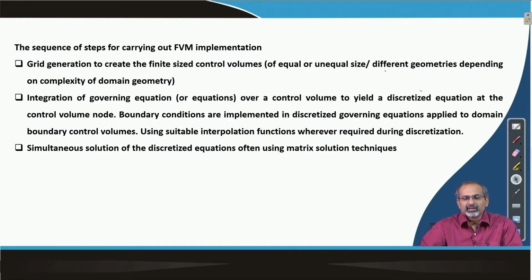Boundary conditions need to be implemented and applied at the domain boundaries, and this time you will see that instead of a grid point lying on the boundary, it will be a face of a control volume which will lie on the boundary. And then at these control volume interfaces, that means common faces which are shared by two adjacent control volumes, you may also at times need certain interpolation functions in order to interpolate values of certain parameters, which will be discussed in due course in later lectures.